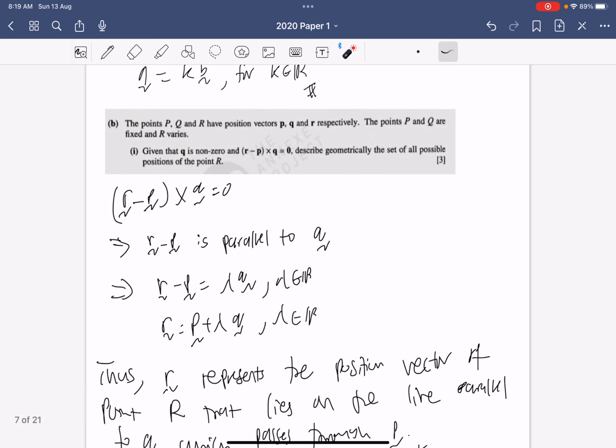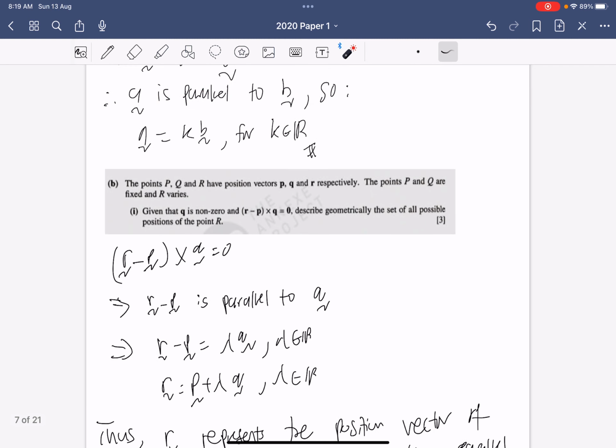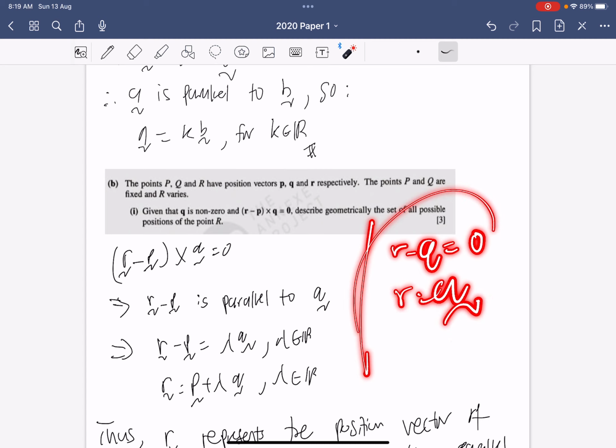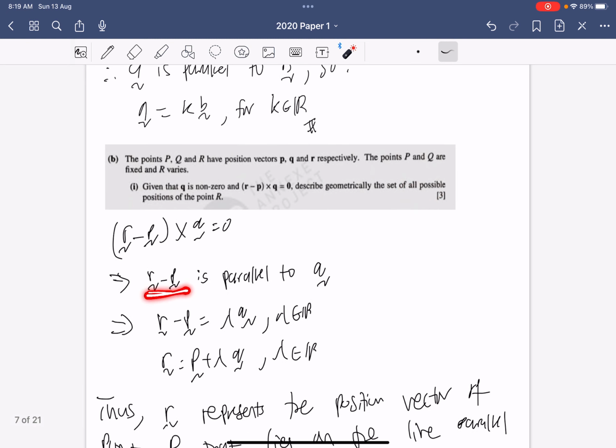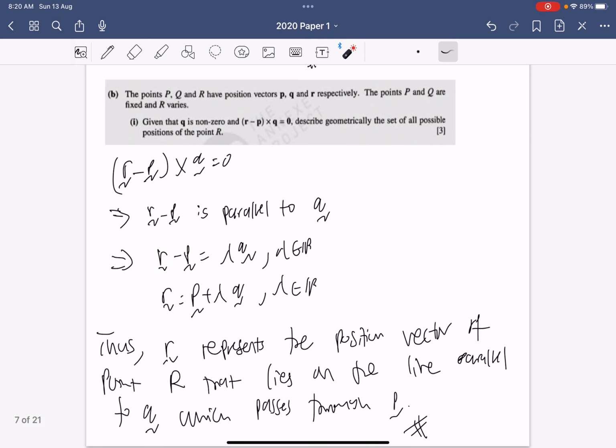Well, if R minus P cross Q is 0, we can refer back to over here. But we also have the case where R minus Q equals 0, which means R equals Q. But we'll take care of this later on, and you'll see why. Because R minus P is parallel to Q, it means R minus P equals some lambda times Q. This lambda can also be 0, so it's already encompassed in the case where R equals P. So we don't need to care about the R equals P case, because it's already taken care of when you write this line.